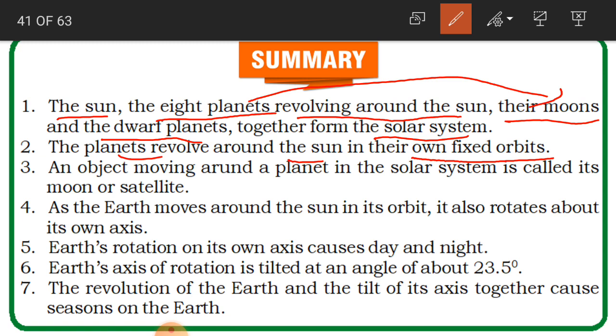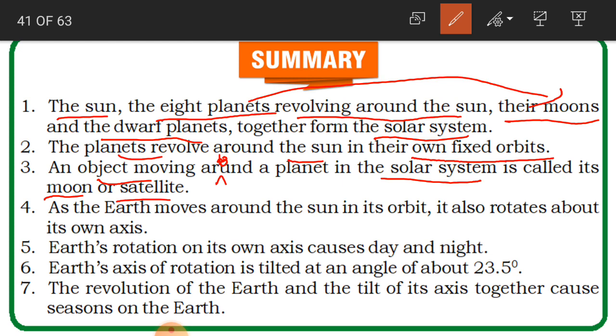And the third point is an object moving around, children. Here O is missing after R. Around a planet in the solar system is called its moon or satellite. Okay, so an object which is moving around a planet is called its moon.